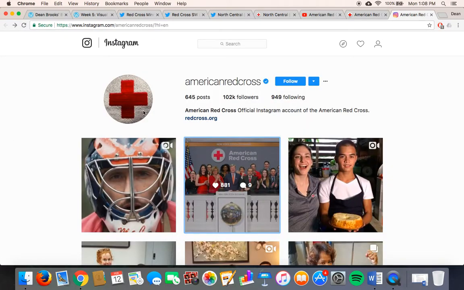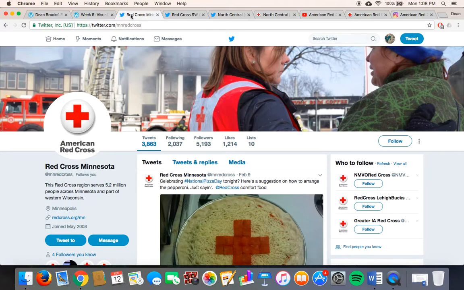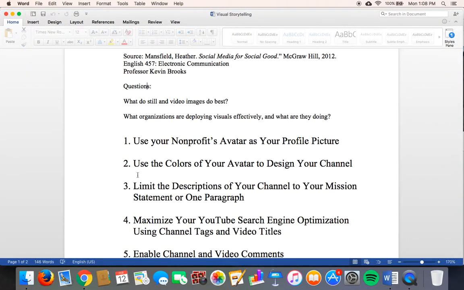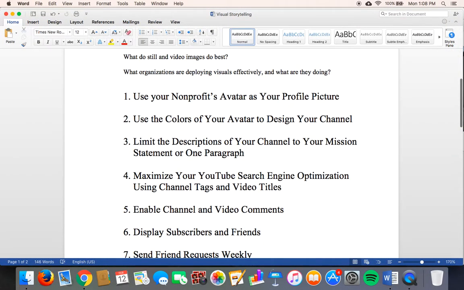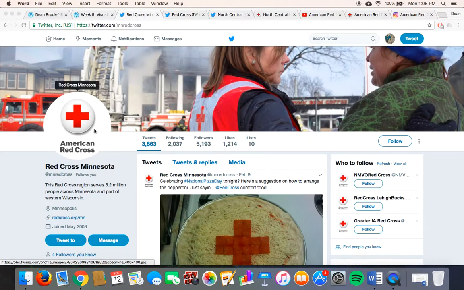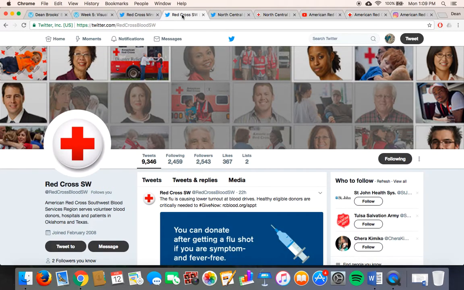And sometimes they do something different, like this is a patch of some kind. But for the most part, it's all very consistent. So for that step one, I would say they do that exceptionally well. And that leads us into number two. Use the colors of your avatar to design your channel. And again, red and white are the common theme here. They do that in the different local chapters, Red Cross Minnesota and these others.